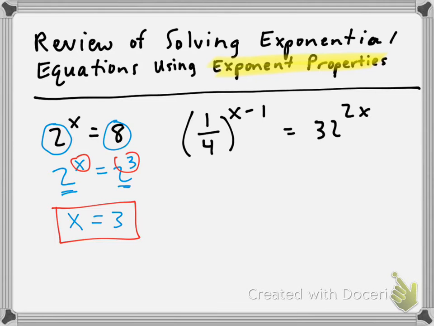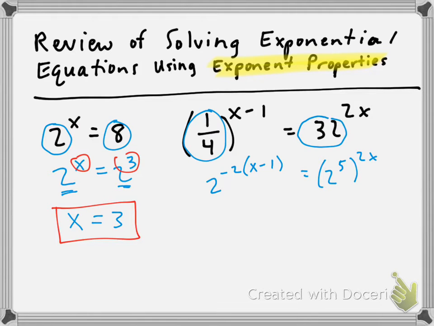So that's the basic format behind solving exponential equations using the properties of exponents. And then when we get problems that are a little bit more complicated, we again recognize that both 1/4 and 32 can be written as a power of 2. So we know that 1/4 is 2 to the negative 2, and we still have to raise that to the x minus 1 power. And 32 is 2 to the 5th power, and we raise that to the 2x power. So then again, when we have a power to a power, we multiply the powers.